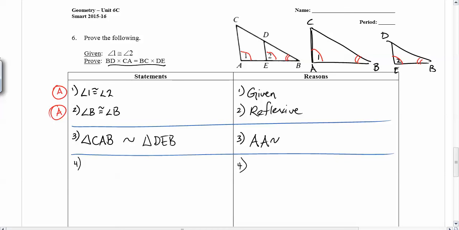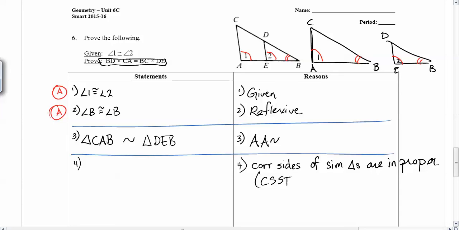We're trying to prove stuff that deals with sides. So I'm probably going to want to choose the one that says corresponding sides, not angles, of similar triangles are in proportion. Now you don't have to write all that out. You can just write CSSTP if you want. By the way, that abbreviation is not a common one that you see in textbooks. I just made that up because I hate writing out the whole thing.